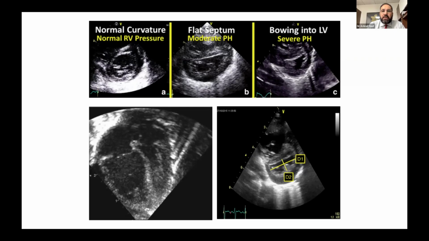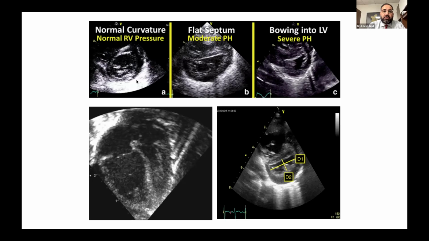The eccentricity index is also one of the available measurements that we can use. Basically, for the left ventricle, you divide the longitudinal by the transverse dimension, D1 divided by D2, and usually in normal cases it should be around 1. If it's higher than that, you know that the septum will be flat, like in this lower right picture. It's actually bowing to the left side, with a huge right ventricle and right atrium as well.